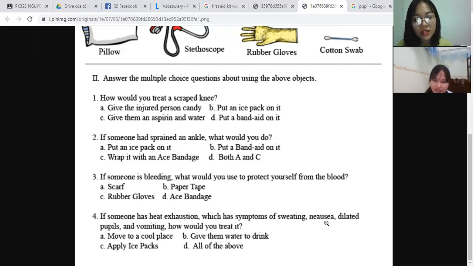Okay, so we talk about vomiting. We already know vomiting, right? Vomiting happens when you have nausea, right? So how would we treat it? What is the solution? This one is: move to a cool place, give them water to drink, apply ice packs.